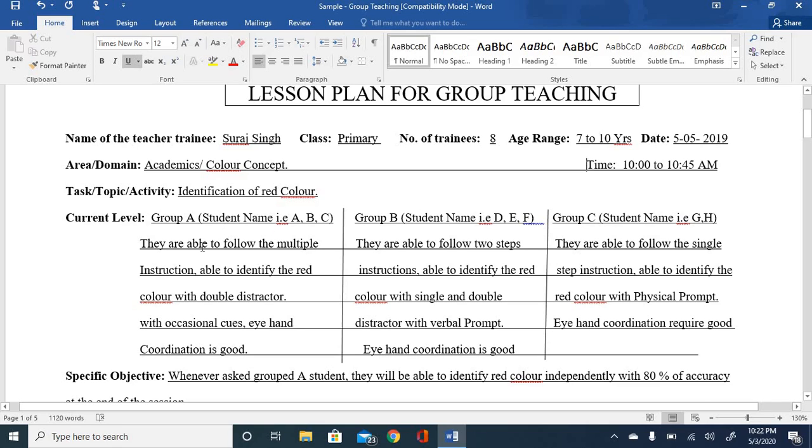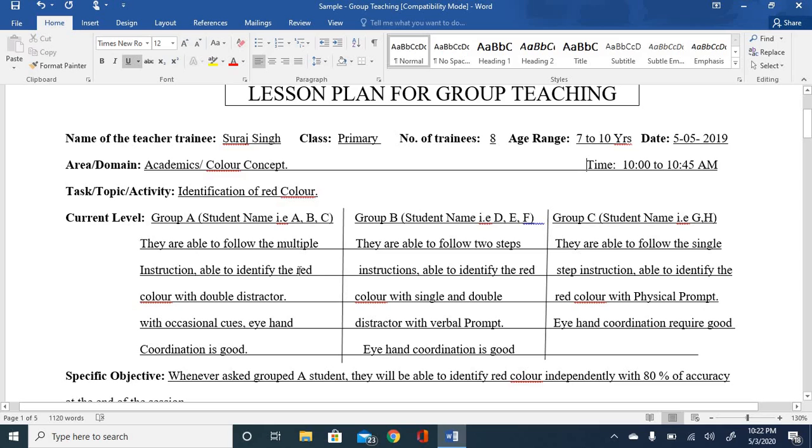So here, they are able to follow. And here, remember, student name is very important. I have given this sample A, B, C, then D, E, F, then G, H. It has to match your number of trainees. Here you have written 8, and here you have mentioned 10. That means the strength is not matching. So make sure that it is very clearly written in each group. So the name of the student here, and then you write the current level which you have found, like they are able to follow multiple instructions.